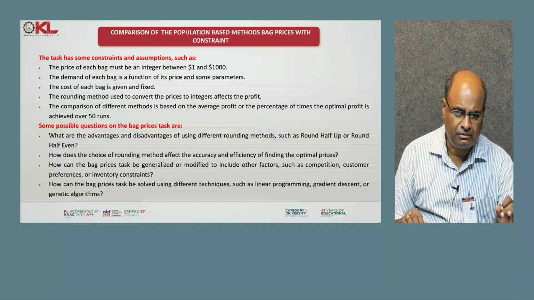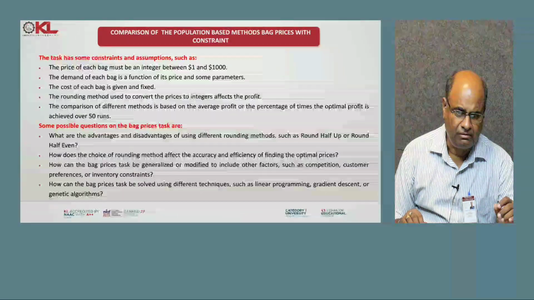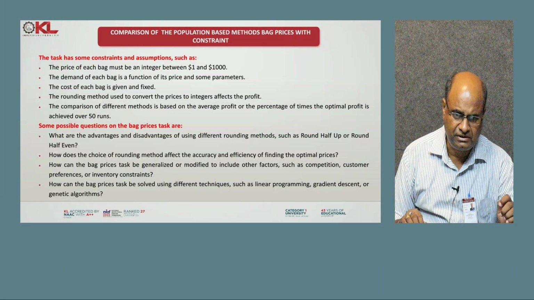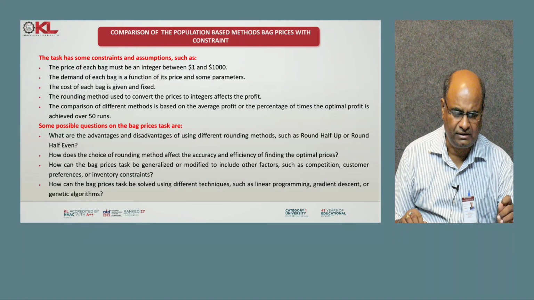Some possible questions on the bag price task are: what are the advantages and disadvantages of using different rounding methods such as round half up or round half even? How does the choice of rounding method affect the accuracy and efficiency of finding the optimal prices? How can the bag prices task be generalized or modified to include other factors such as competition, customer preference or inventory constraints? How can the bag price task be solved using different techniques such as linear programming, gradient descent or genetic algorithm?